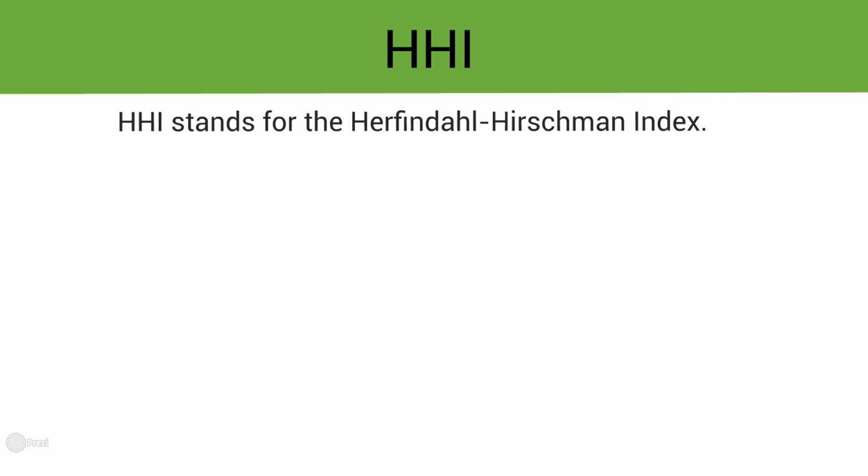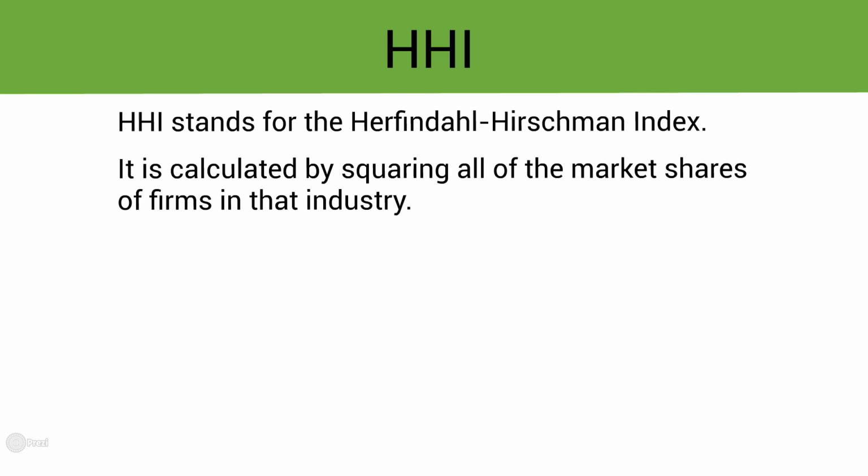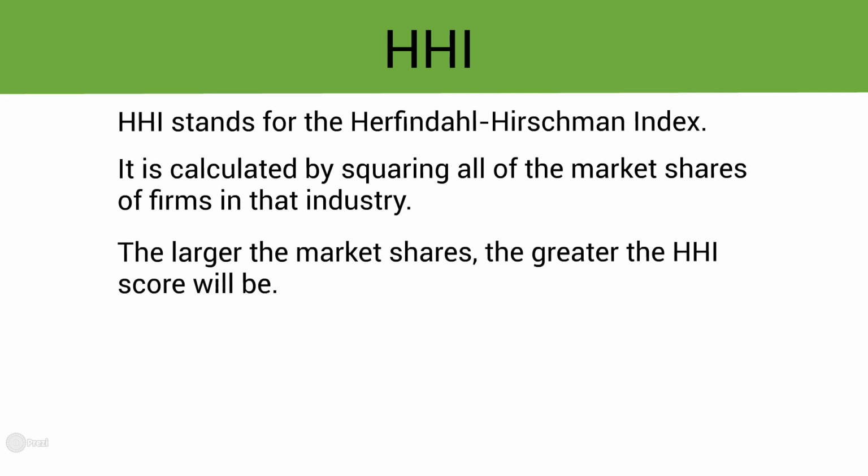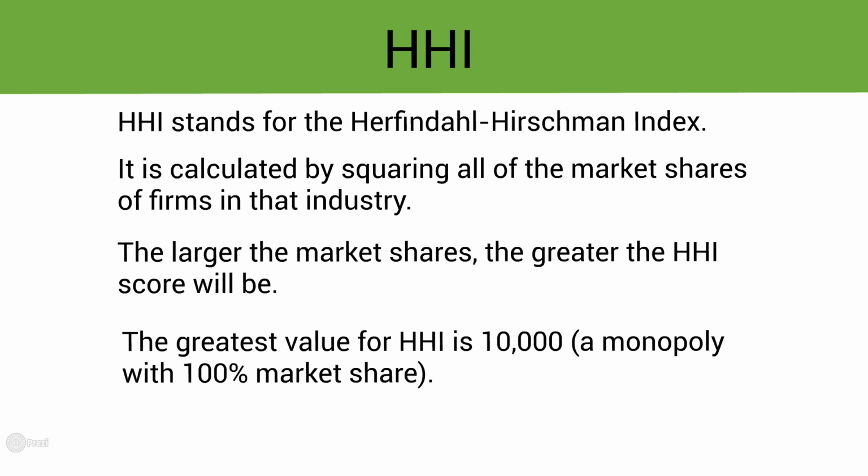Another way that we can look at the level of competition in an industry is to use the HH index. It is calculated by squaring all of the market shares of firms in that industry. The larger the market shares, the greater the HH index score will be. The greatest value for the HH index is 10,000, which is a monopoly with a market share of 100%. We get this score from doing 100 squared, which gives you 10,000.